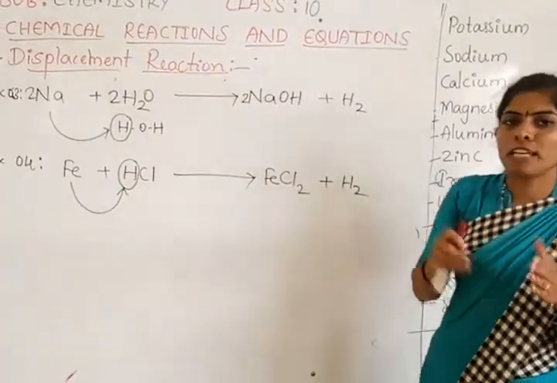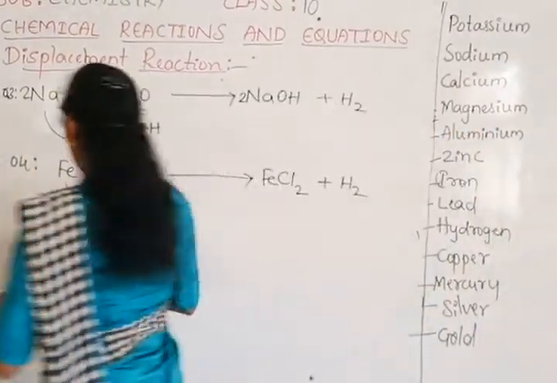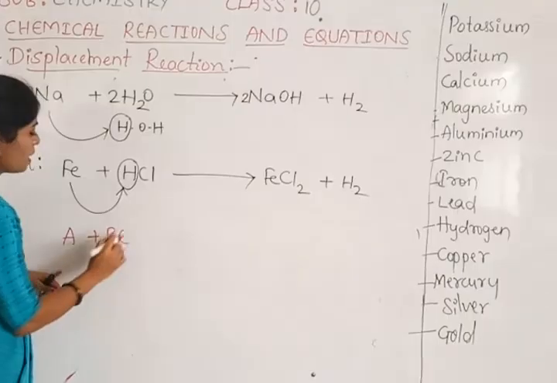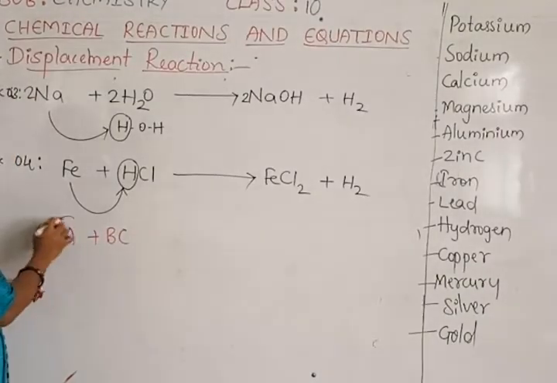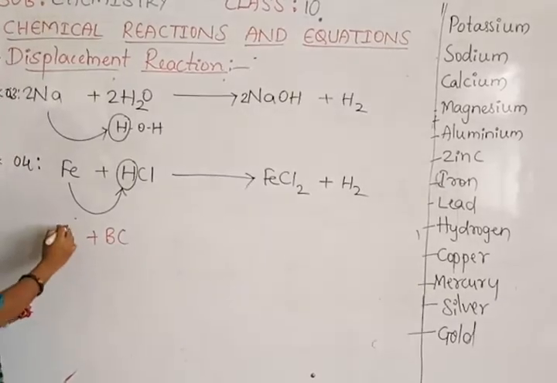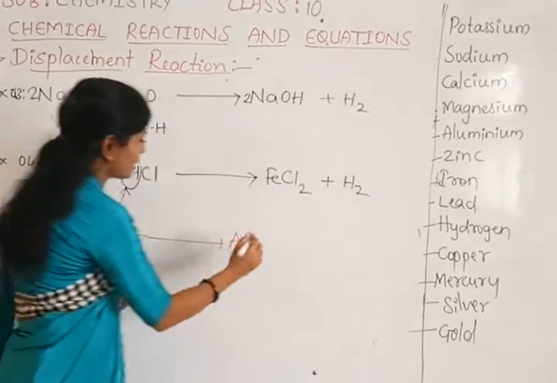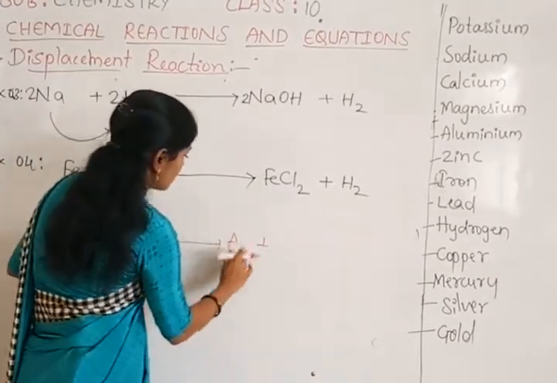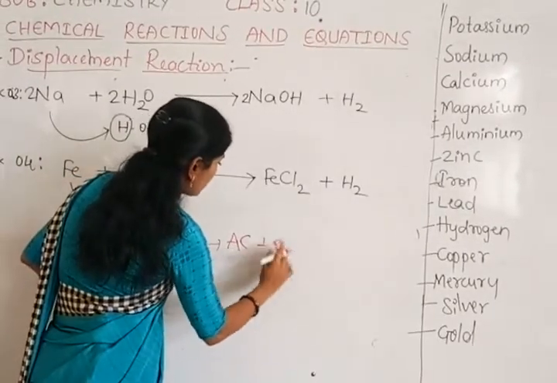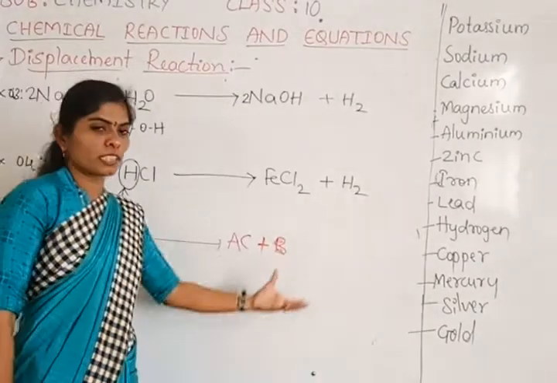The highly reactive element will replace the less reactive element. So in general, how can I write the equation? I can write A plus BC. Here BC is the compound and A is any highly reactive element. So this A will replace the B and it forms the compound AC. With that, the B will be liberated, or it will be separated out in the reaction.